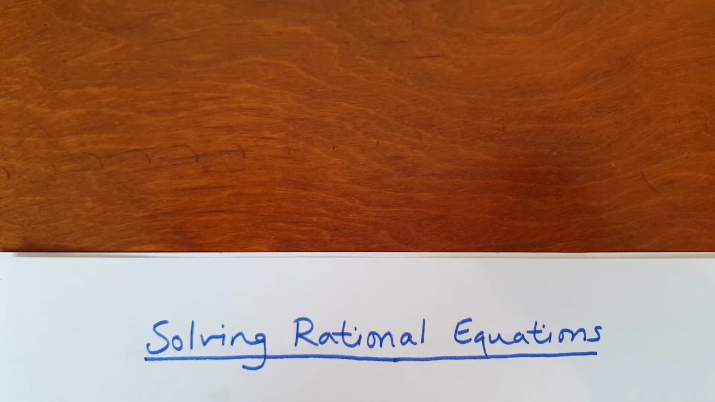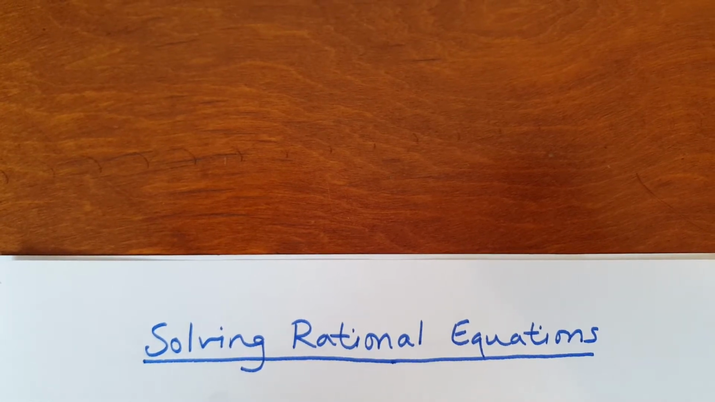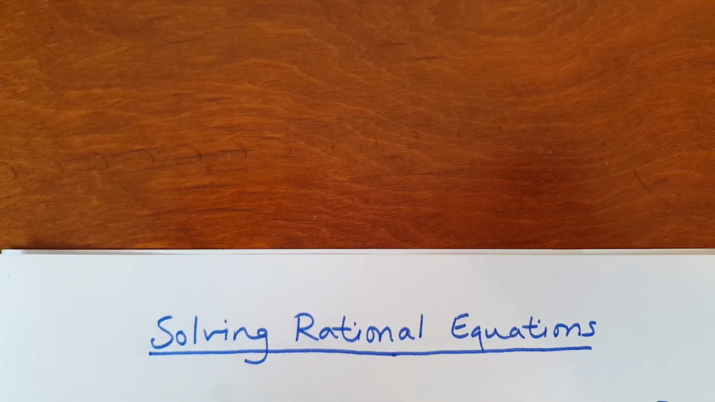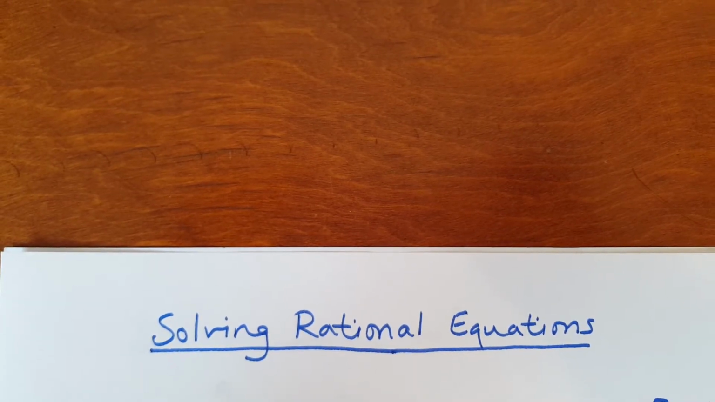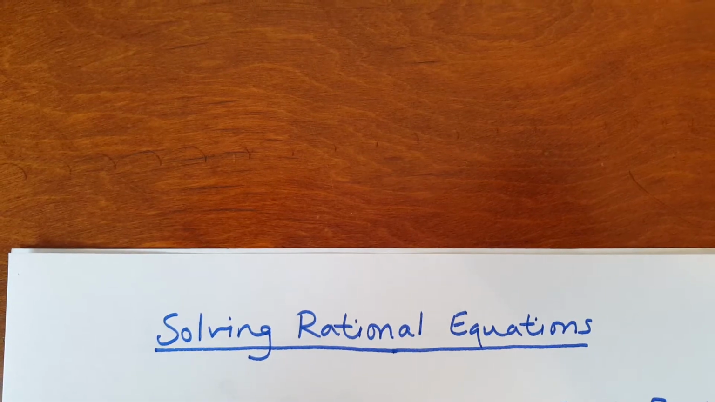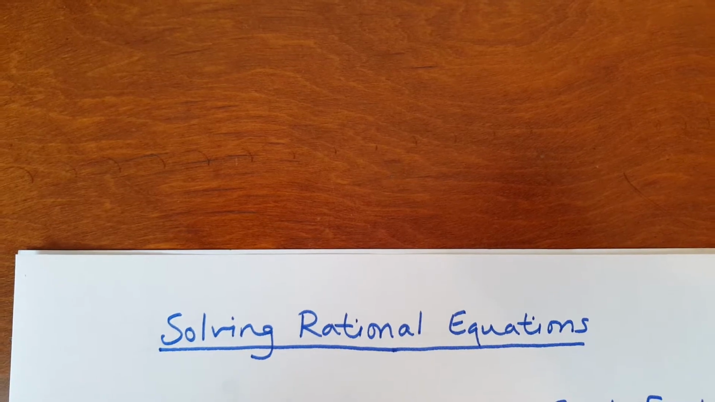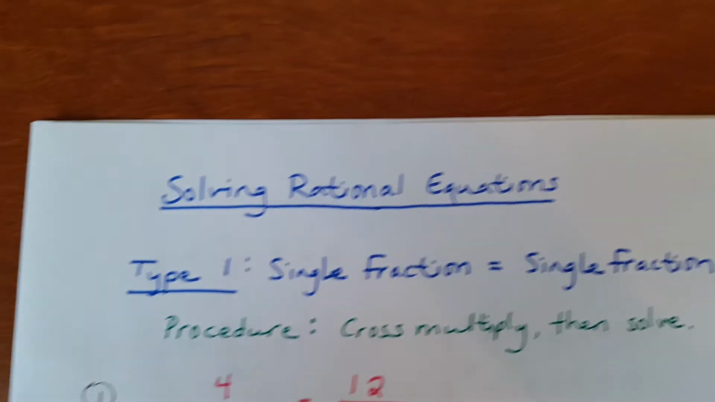Our lesson today is solving rational equations. Instead of having expressions with no equal sign, we will have an equal sign and we are solving for x. We're going to have two types today, mostly focusing on the second type. But here's the first type.